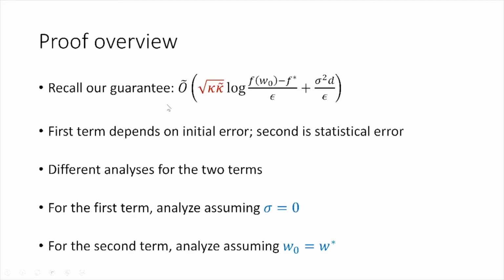We recall our guarantee that we can replace the linear dependence on condition number with the square root of condition number times the statistical condition number. As we saw, the first term depends on initial error, and the second one is the statistical error. We can do 2 different analyses for the 2 terms. For the first term, we analyze the problem assuming there is no noise, sigma equal to 0. For the second term, we analyze assuming that W0 is equal to W star, so that the first term disappears and only the second term remains.